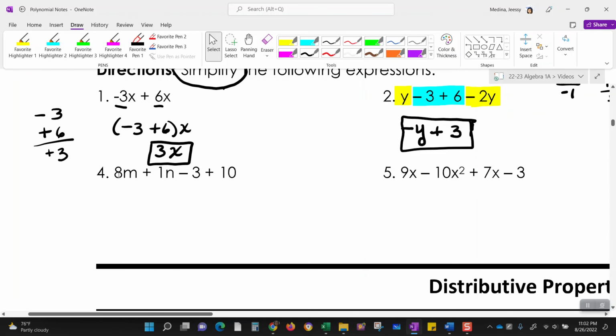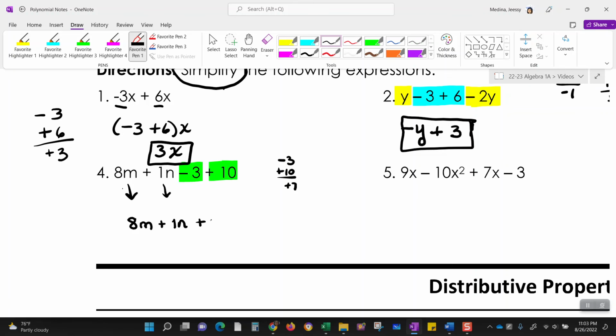Number 4, we have more terms and different variables. I see an m to the first power, and this variable is different. This is n. So these are not like terms, and we cannot combine them. So you need to be careful, you need to make sure you're paying attention. But this -3 and this +10, they are like terms because they're both constants. Okay, so you have to think about it like this. -3 plus 10 should give you a +7. So we're going to carry this one and we're going to carry this one since we can't combine them. 8m plus 1n plus 7.